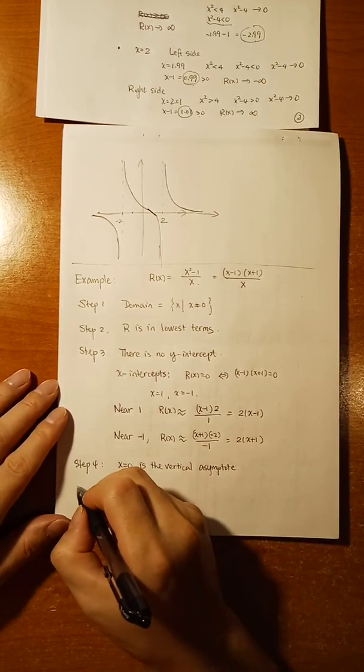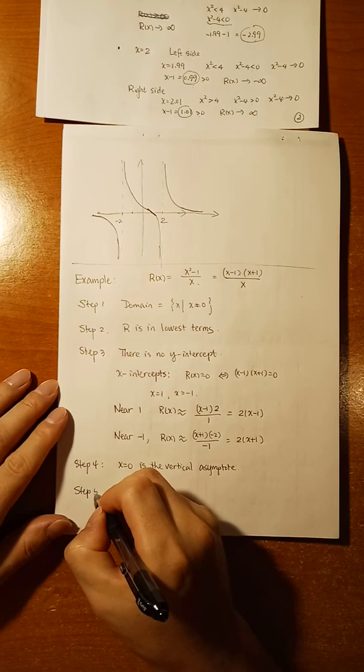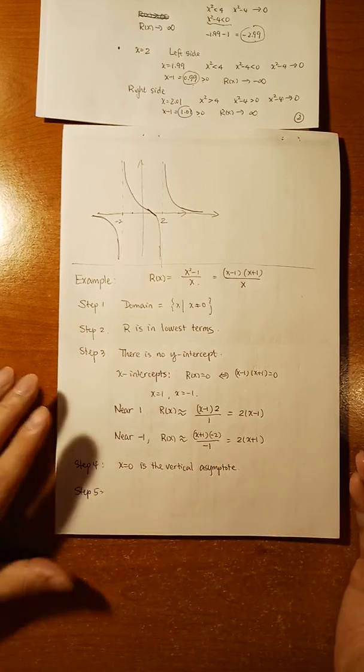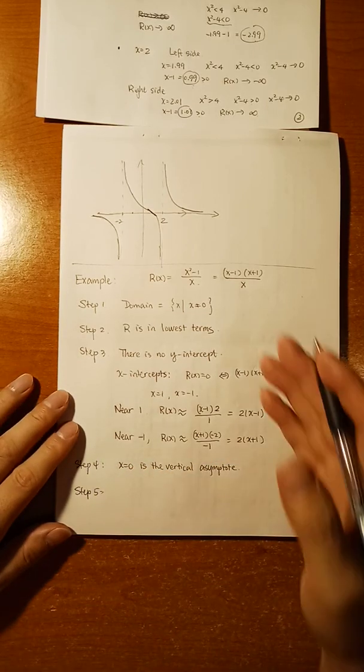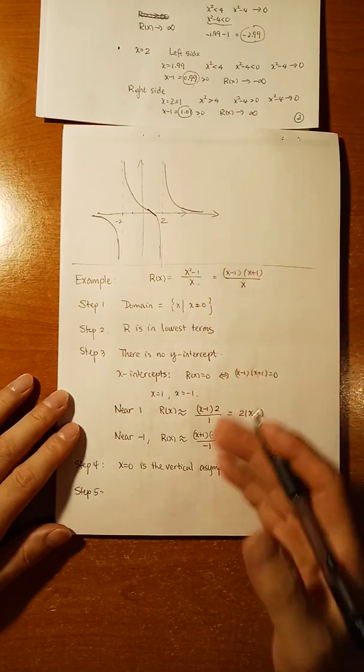Okay, step 5. Horizontal or oblique asymptote. Horizontal or oblique. This one you have to do the long division.